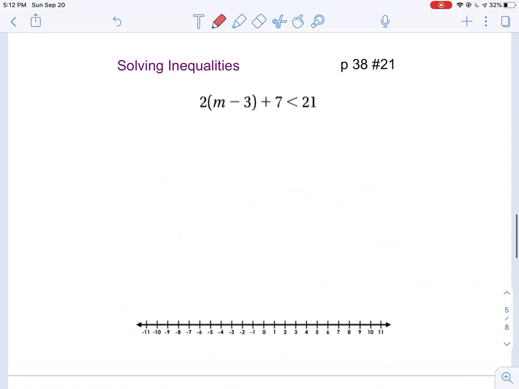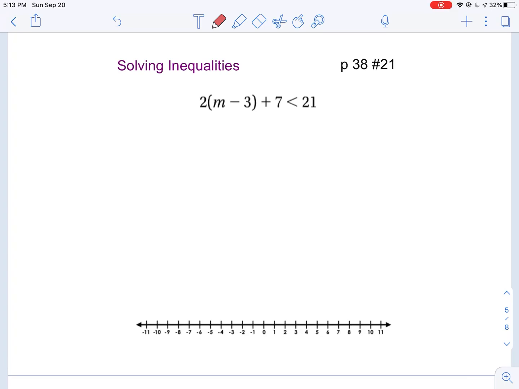Okay, so now how do I solve these inequalities? There's no difference between the algebra with solving equations and the algebra with solving inequalities, except when I multiply or divide by a negative number on both sides of my inequality symbol, I flip the symbol. So I will show you an example of that. But again, not every question is going to need that. So you need to make sure you're paying extra close attention.